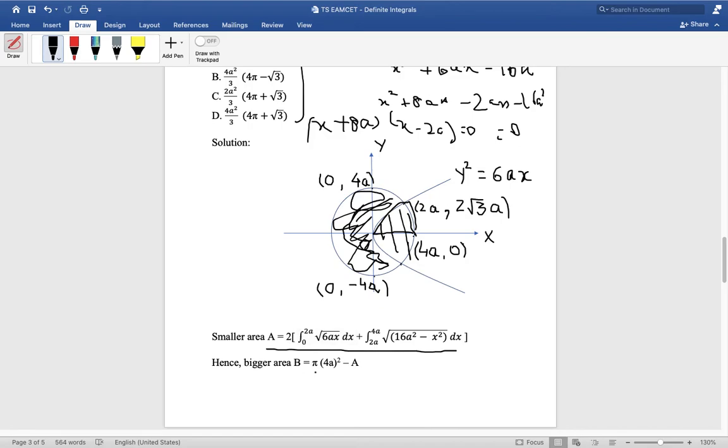The bigger area B will be equal to area of the circle minus A. Area of circle is what? Pi r square. R is what? 4a. So pi into 4a whole square minus A, and A is given by this. It is a very straightforward problem.